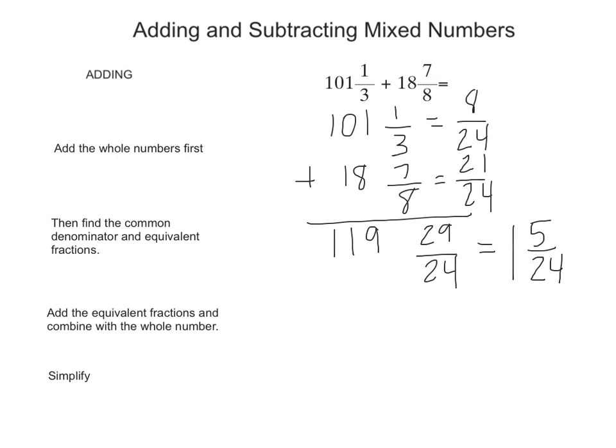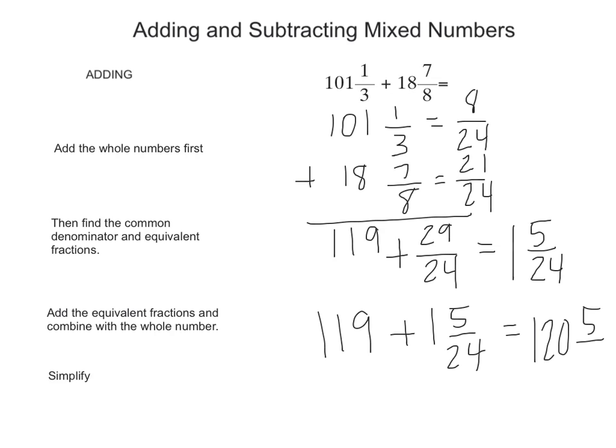Now don't forget, and a lot of students do this, they forget to continue adding the whole number to the fraction or the mixed number. So your next step is to make sure you combine all of it together. 119 plus 1 and 5 24ths. I'm going to simplify this, and altogether that would be 120 and 5 24ths. And you are done.